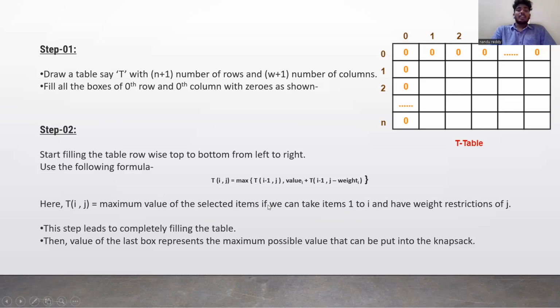if we can take items 1 to i and have weight restriction of j. This step leads to completely filling the table. Then the value of the last box represents the maximum possible value that can be put into the knapsack. Whichever value comes here is the maximum value that can be put in the bag.